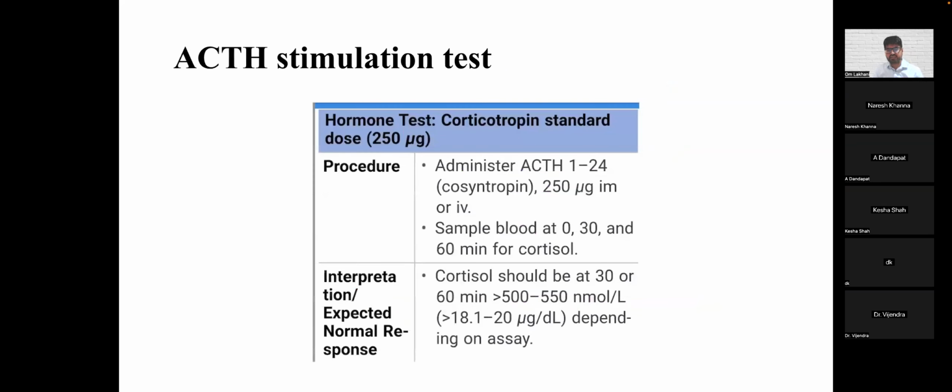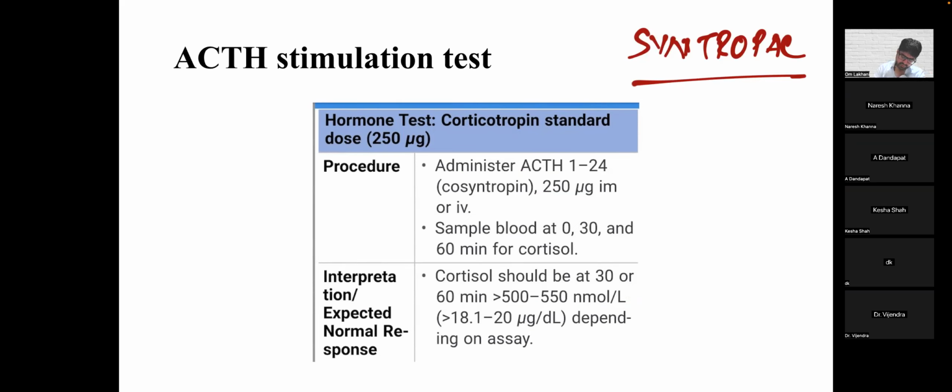So how do you do an ACTH stimulation test? It is done using cosyntropin. Cosyntropin is now available in India as Synacthen, from Sun Pharma. What you do is give 250 microgram of ACTH intramuscular or IV and take samples at 0, 30 and 60 minutes for cortisol, right? In fact, you don't generally need to take a baseline sample, but you may take it.